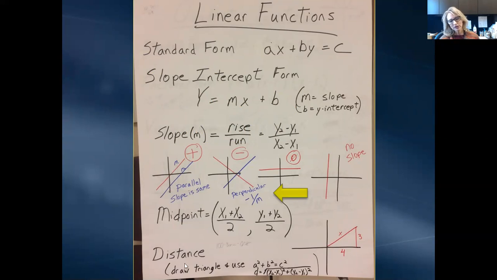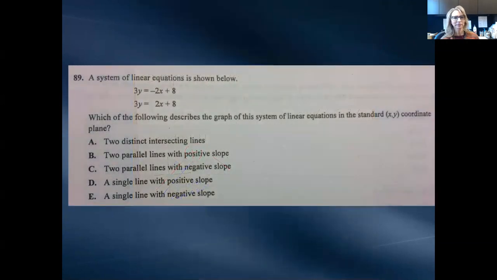For distance, there is a distance formula. It's written down here: d equals the square root of (x2 minus x1) squared plus (y2 minus y1) squared. I like to just draw a triangle and use the Pythagorean theorem when I'm asked for a distance question. So that's what I recommend instead of memorizing a new formula.